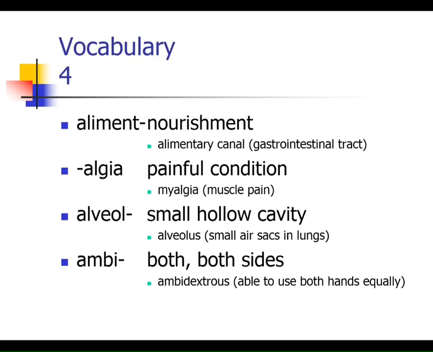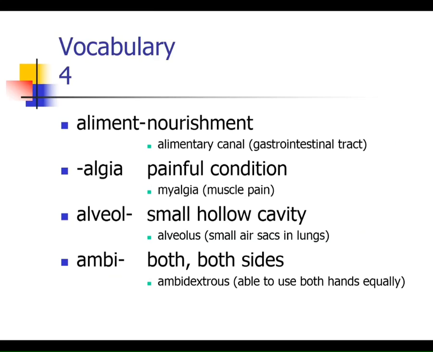Algia is a painful condition. Myalgia would be a painful condition of muscle, myo. And alveole is a small hollow cavity. And you may know that in your lung you have all these little air sacs called alveoli. So a small hollow cavity. Ambi, like somebody who's ambidextrous, both sides, can do things on both sides.